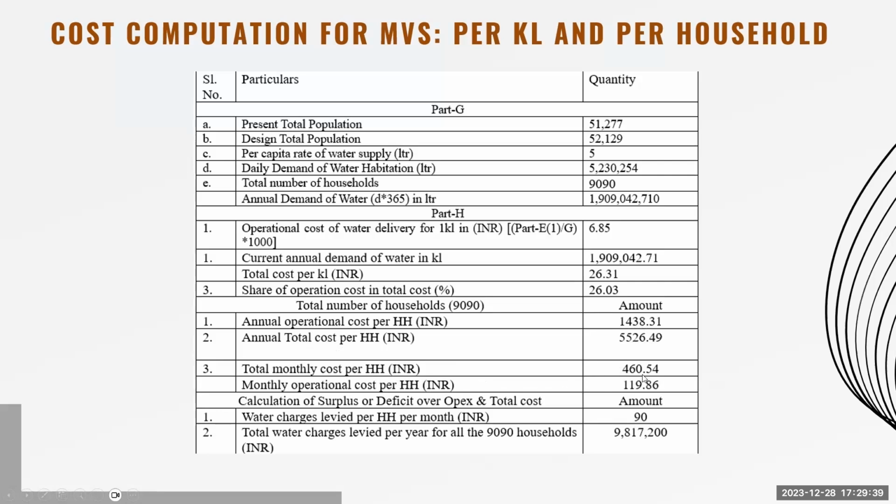This is the total cost, whereas the operational cost is 119.86. Now, if you are looking at the operational cost and comparing that with the water charges that are levied, we can see the water charges levied per household is 90. So therefore, you can see that it is less than the monthly operational cost.